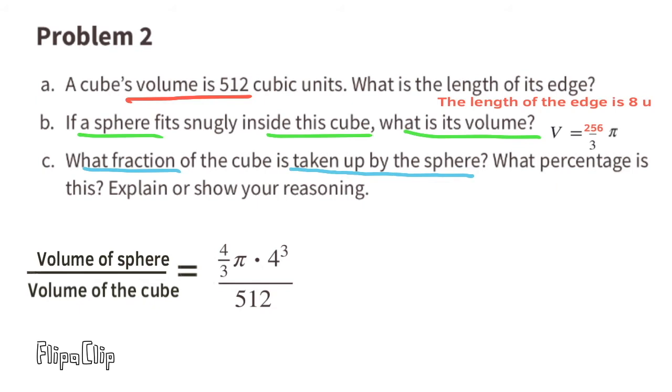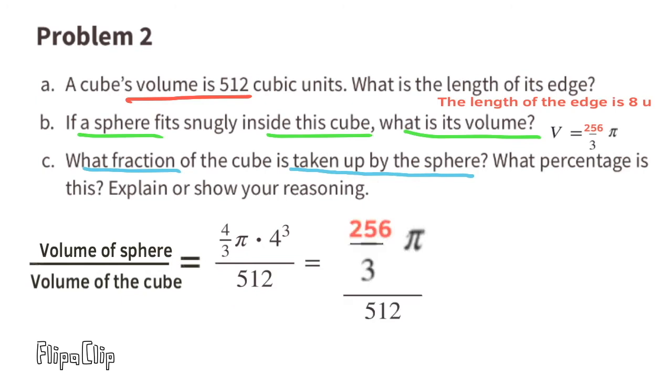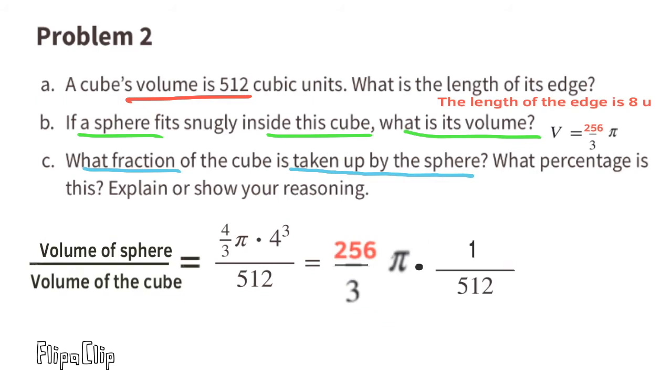The volume of the sphere is 256 over 3 times pi, and the volume of the cube is 512. Since we're dividing fractions, we're going to multiply by the reciprocal of 512. 256 divided by 3 times pi times 1 over 512 equals pi divided by 6, or pi over 6. And pi divided by 6 equals 52%. The percentage of the cube taken up by the sphere is 52%.